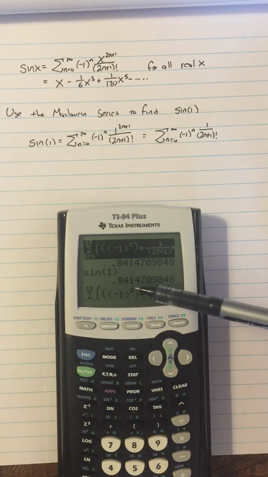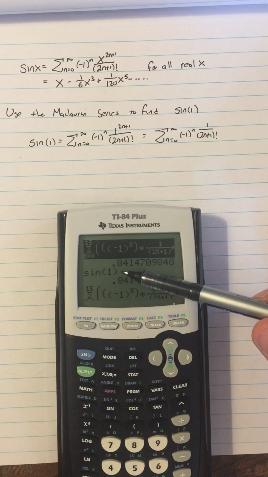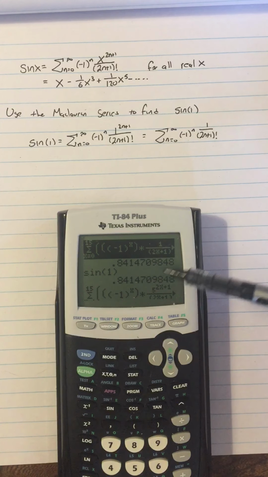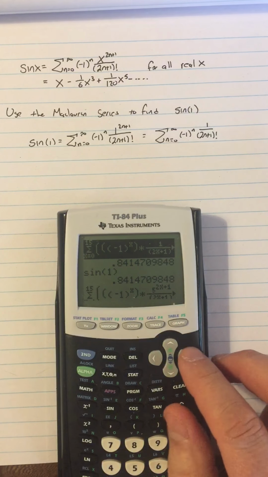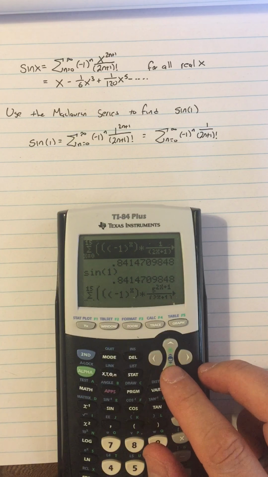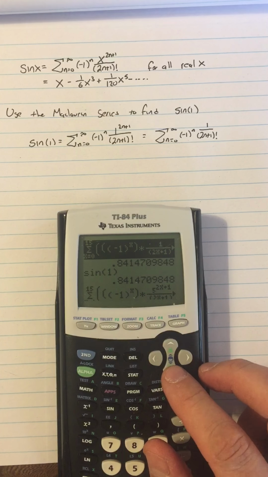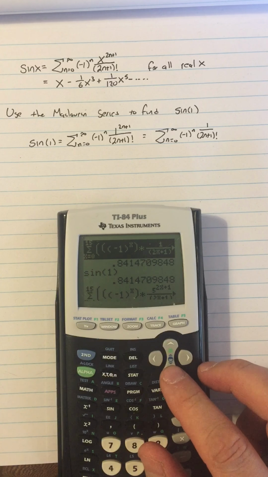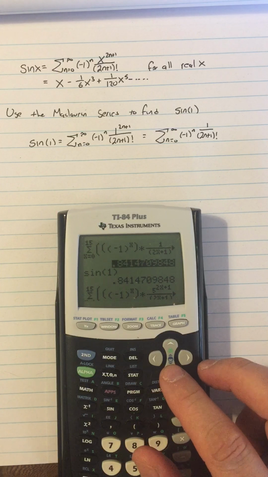Ultimately, when your calculator does sine of 1, it's also doing a Taylor series. So you're really just comparing one Taylor series against another. But there are ways to limit the error that you get in calculating a value using a finite number of terms of the infinite sum. That's what we're really doing here. We're estimating the value by using a finite number of terms.